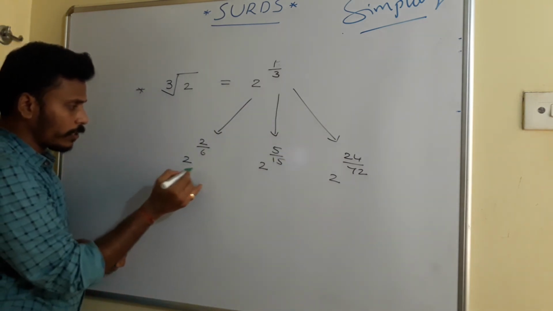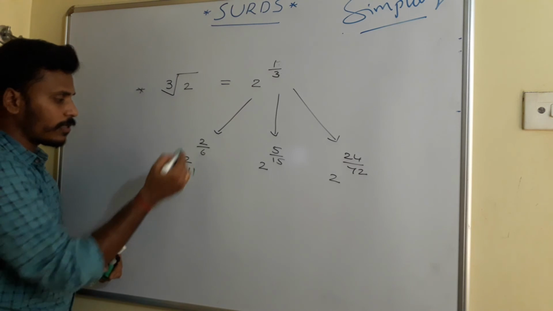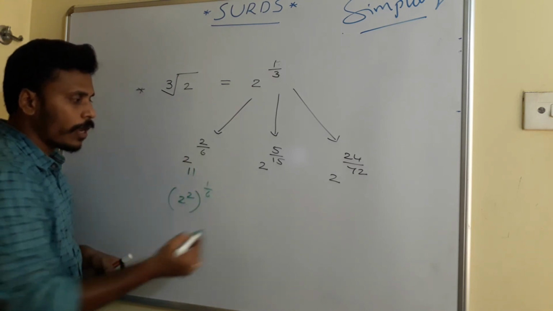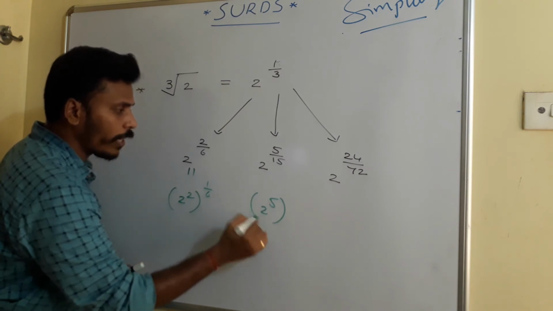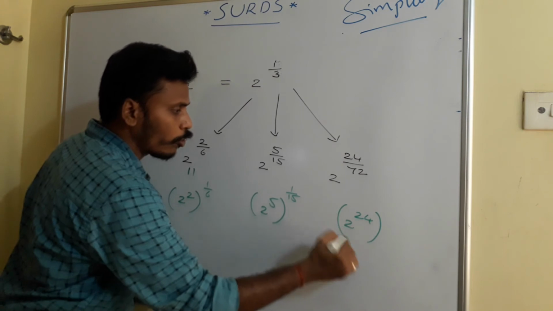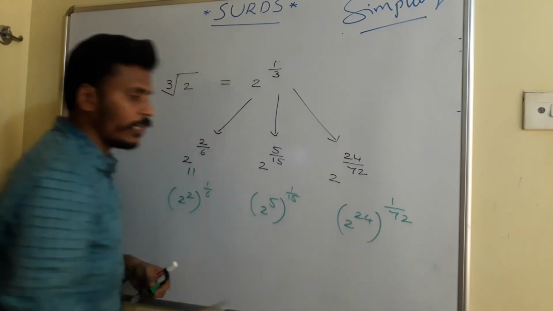Now how to simplify this? To simplify this, you have a chance that this can be written as 2 squared to the power 1 by 6, right? And it can be written as 2 power 5 to the power 1 by 15, and this is 2 power 24 to the power 1 by 72.